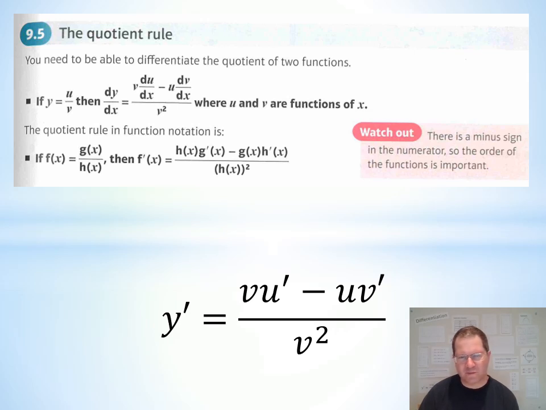Okay, so the formula is dy by dx equals v du by dx minus u dv by dx all over v squared, which I tend to write as y dash equals vu dash minus uv dash over v squared. And notice that unlike the product rule, it is not symmetrical. So it's important that we do the vu dash first and then take away the uv dash.